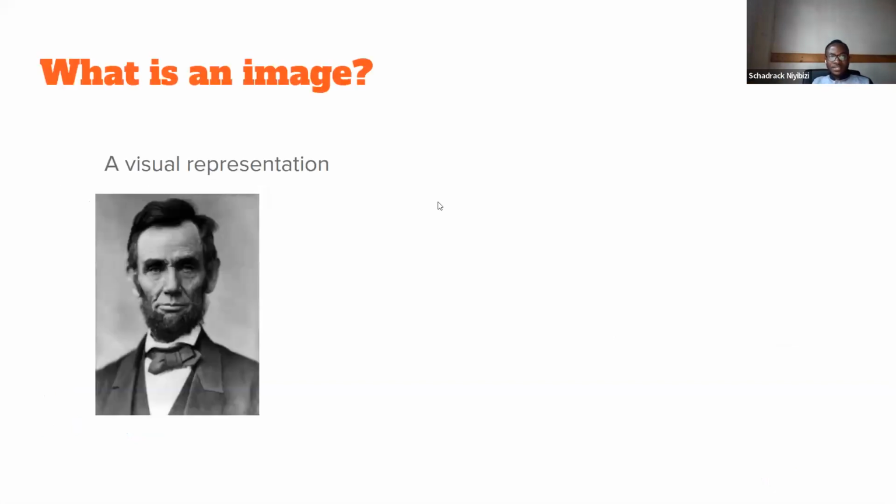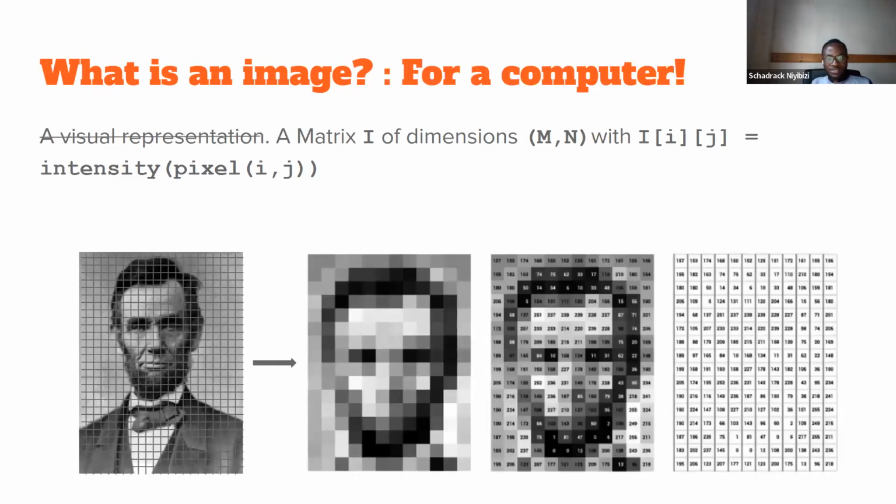So we can start by asking ourselves, what is an image? As a human, we can present an image as a visual representation. But the computer does not understand images in terms of visuals. Remember that the computer talks in terms of numbers. That's why we need to convert this visual image into numbers so that the computer will be able to understand it. That's why we see the image in this representation.